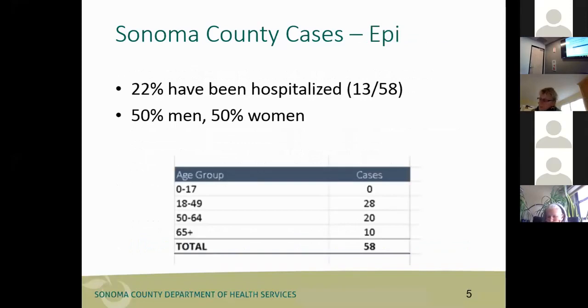So I wanted to just present a little bit of our epidemiology. 22% of our cases that we've discovered so far have been hospitalized. That's 13 out of 58. Right now it's a 50-50 split between men and women, and this has been the same from the beginning. This is a little different than China and South Korea and Italy, where they've seen more cases in men.